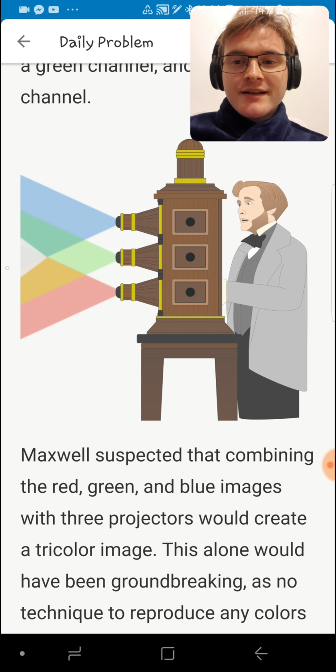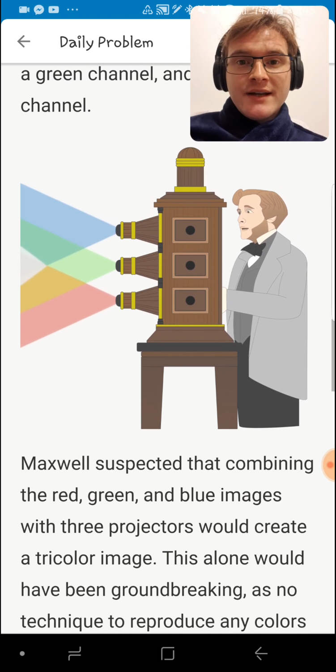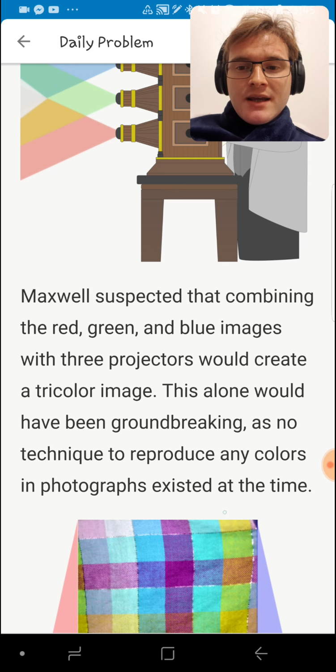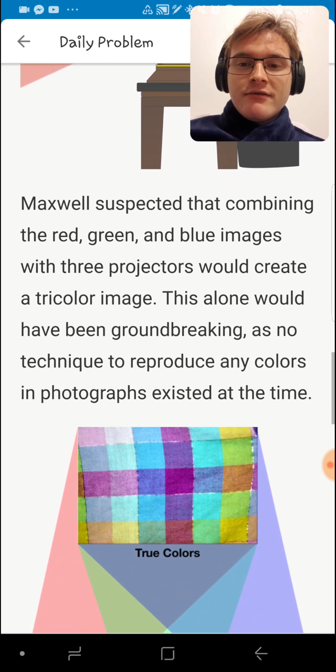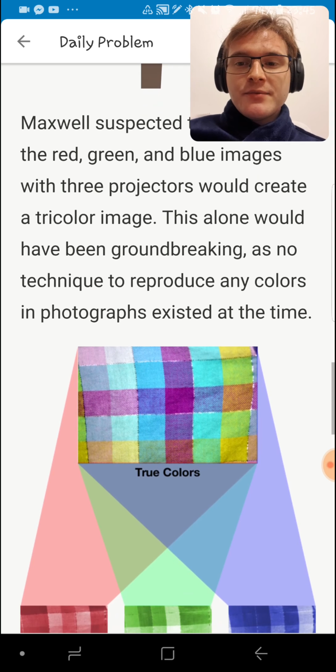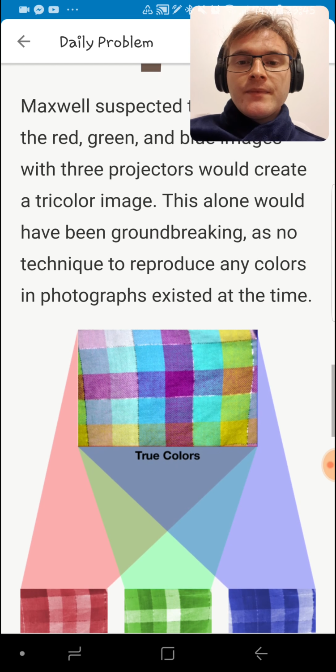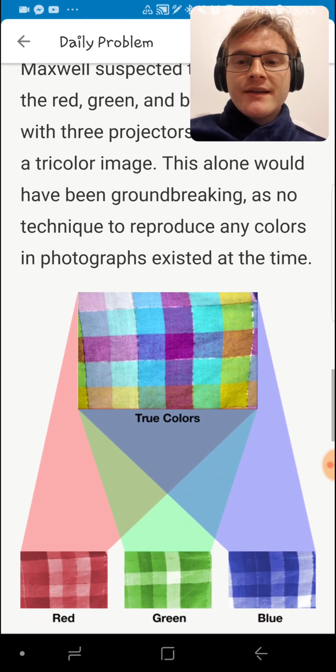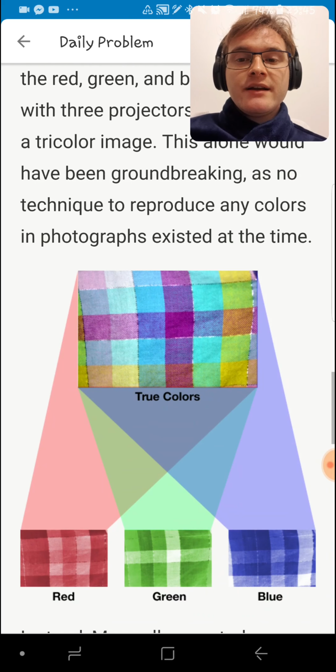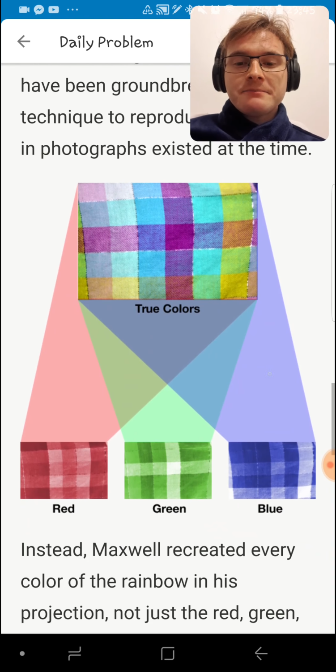We also see here that the combination of these colours, the combination of these primary colours, give rise to 3 secondary colours. Maxwell suspected that combining the red, green and blue images with 3 projectors would create a tricolour image. This alone would have been groundbreaking, as no technique to produce any colours in photographs existed at the time.